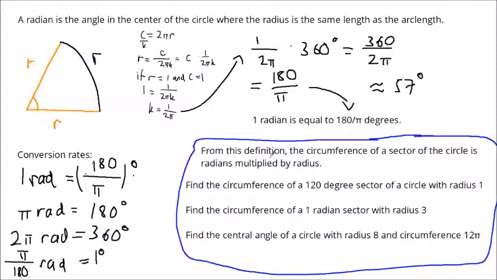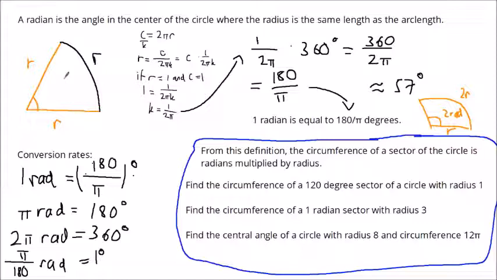From this definition, the arc length of the sector is the radius multiplied by the number of radians, right? Because this right here is 1 radian. If we have a 2 radian picture, so this is 2 rad, rad is the shortcut for radian, that's 2r. That makes the most sense, right? 3 radians, 3r. 4 radians, 4r.